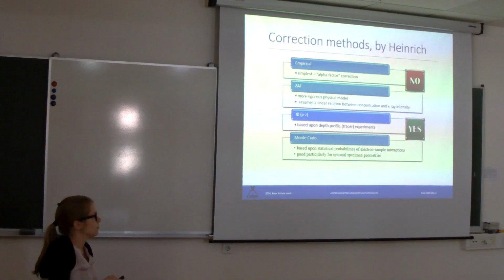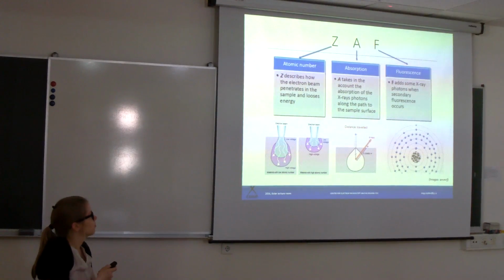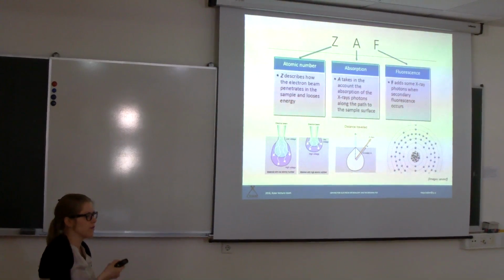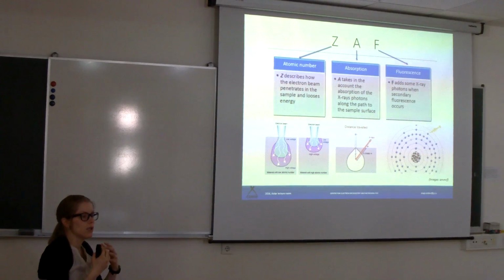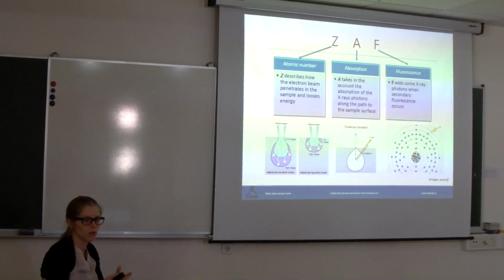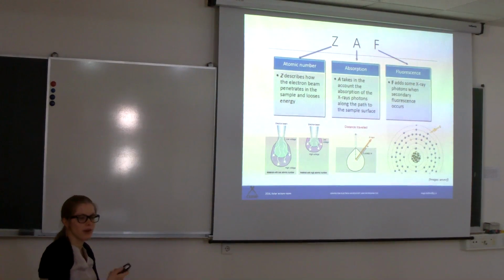On the Inca, we use the Phi-Rho-Z models. For the ZAF corrections, the Z is the atomic number, so it describes the stopping and the penetration of your electron. The A is for absorption, which takes into account the X-ray absorption along the path to the detector. And the F is fluorescence, so the secondary fluorescence will give you a different EDS signal. You need to know what's around the place where you're taking the EDS, as I explained on the other graph.